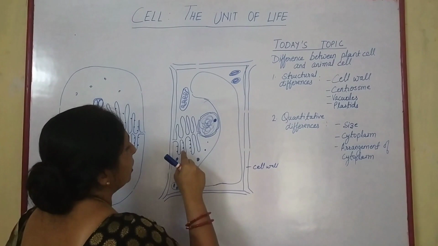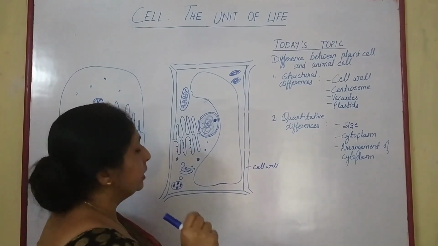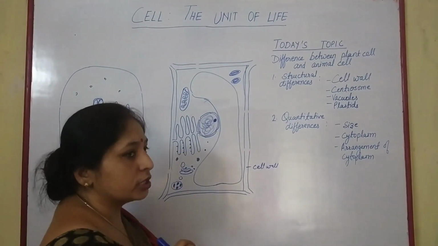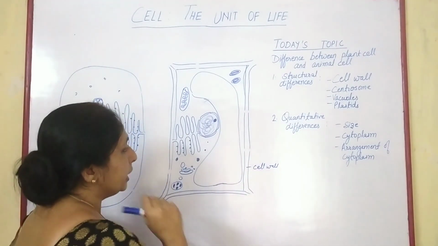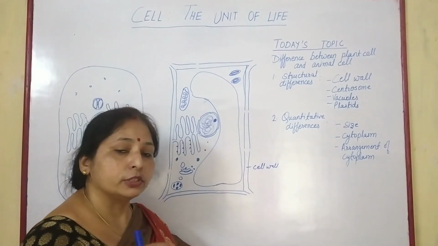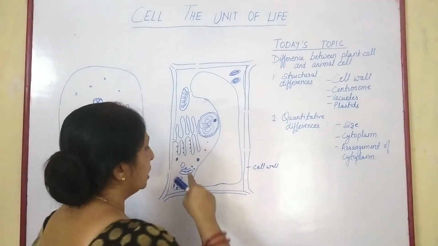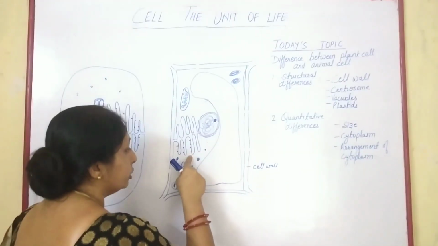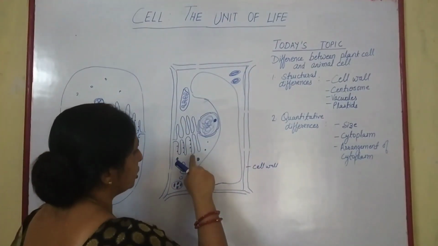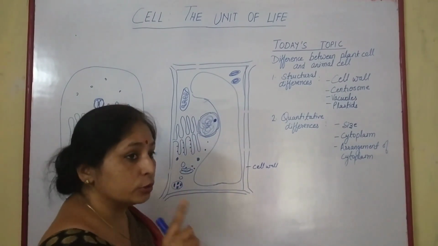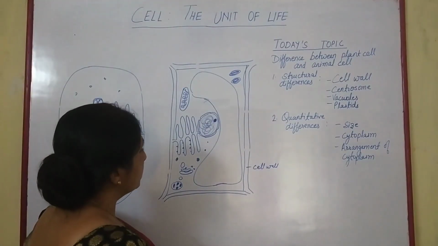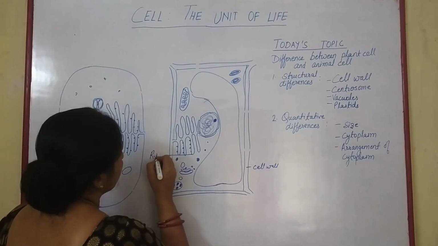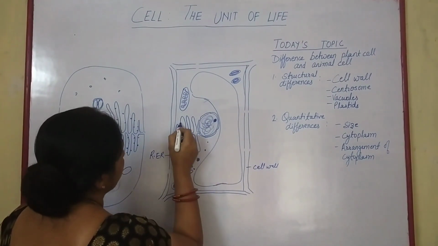If these structures are covered with certain granular substances attached to them, these granular substances are the ribosomes, the protein factories of the cell, responsible for the synthesis of protein. So the ribosomes are termed protein factories. If the ribosomes are attached to the endoplasmic reticulum, then it is the rough endoplasmic reticulum.